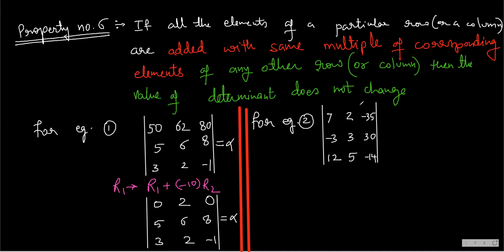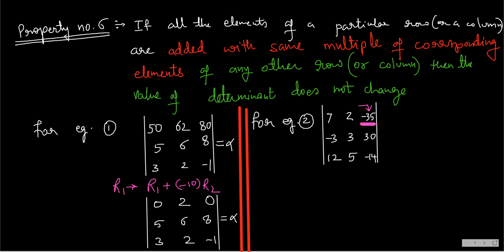This is negative 35. So you know what I try? I try to make this 0. How can I make this 0? If I add 35, it will become 0. But how do I get 35?